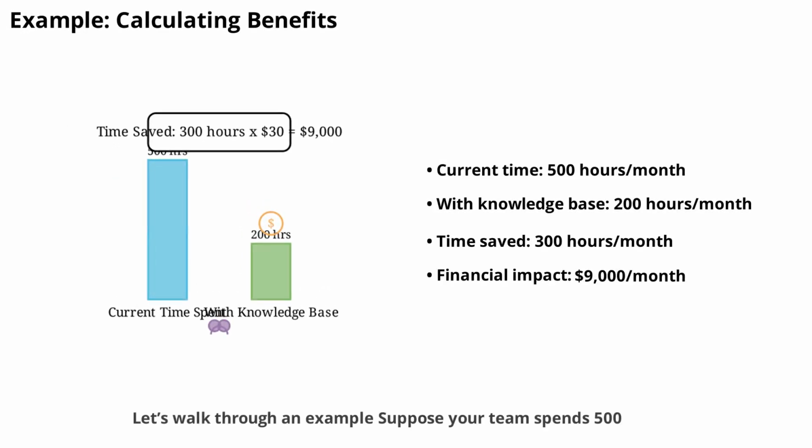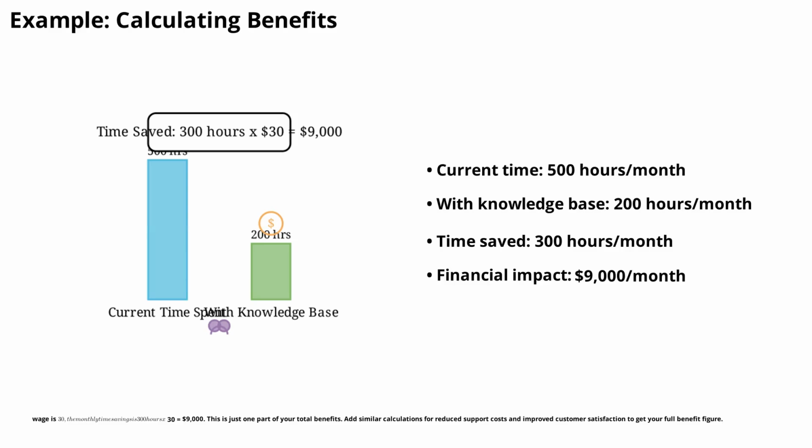Let's walk through an example. Suppose your team spends 500 hours per month searching for information. With a knowledge base, you estimate this will drop to 200 hours. If the average hourly wage is $30, the monthly time savings is 300 hours times $30, which equals $9,000. This is just one part of your total benefits. Add similar calculations for reduced support costs and improved customer satisfaction to get your full benefit figure.